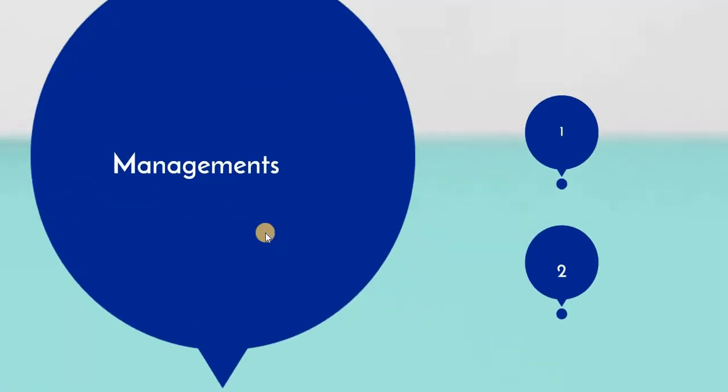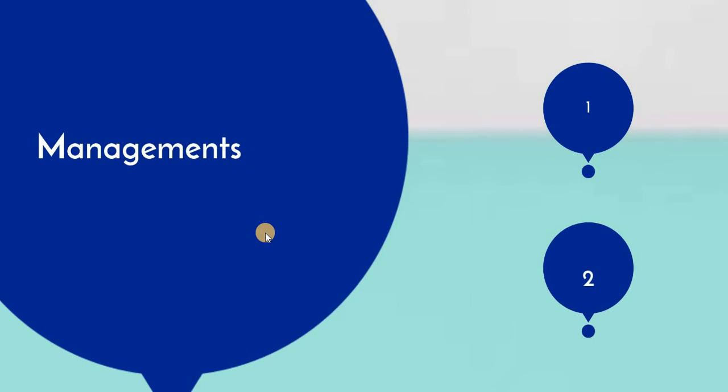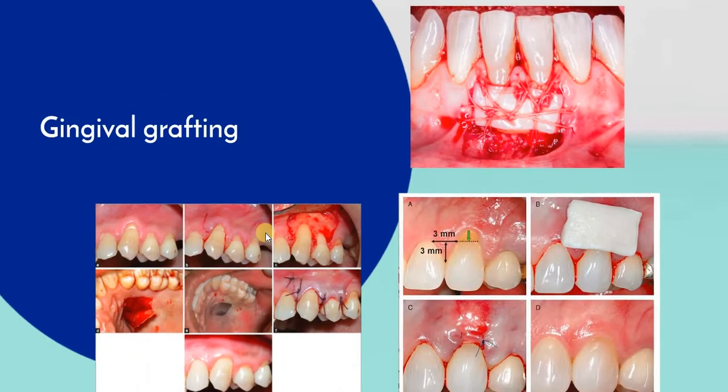And finally, we have management. In the management, we have two main managements. One of them is gingival grafting. Through a free gingival graft, we take epithelium from the palate when we do not have enough keratinized tissue, and we graft it here at the site of the recession.